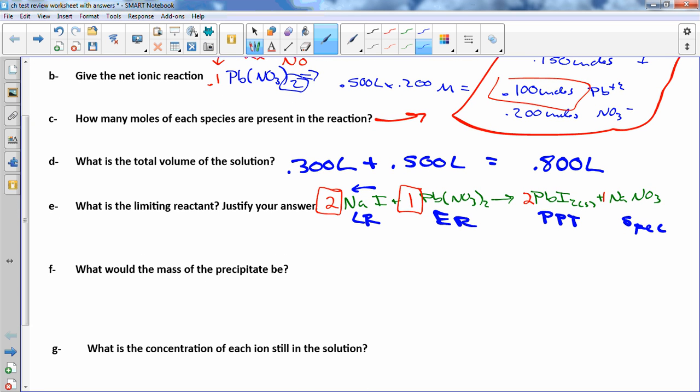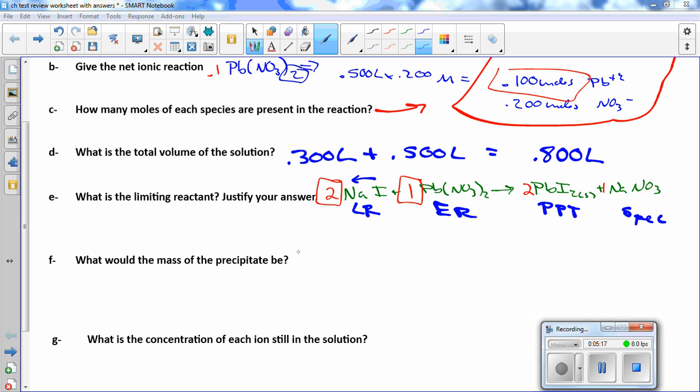I have this written down somewhere. I think it's 461, but just in case. All right, so yeah, I did look it up. The molar mass of this is 461.01 grams using my periodic table, and that's PbI2 per 1 mole.